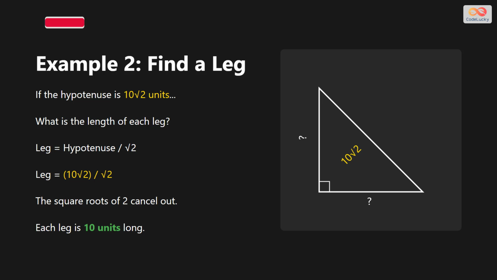Now let's work backwards. If the hypotenuse is 10 times the square root of 2 units, what is the length of each leg? The formula is leg equals hypotenuse divided by the square root of 2. So, we have 10 times the square root of 2, all divided by the square root of 2. The square roots of 2 cancel each other out, leaving us with 10. This means each leg is 10 units long.